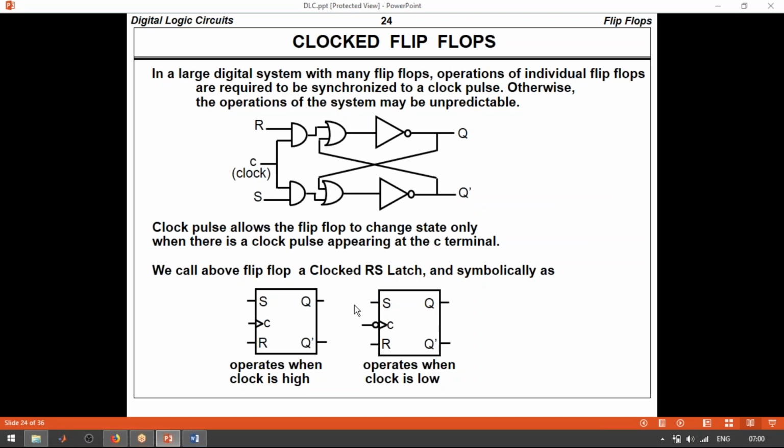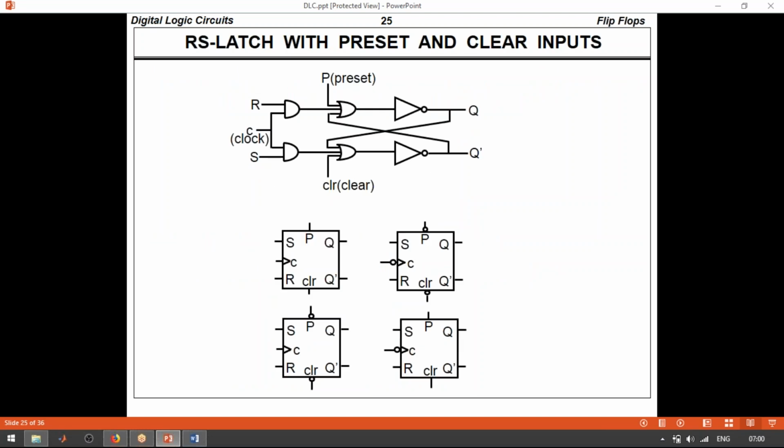So this is a clocked flip-flop, and if it is positive edge triggered, then there is no bubble inside the clock. If it is a negative edge trigger, then there is a bubble. A bubble indicates that it is a negative edge triggered clock. Then you are having externally two inputs, that means preset and clear. Clear is for resetting the entire flip-flop, and preset means we are initializing any value for the intermediate operations.